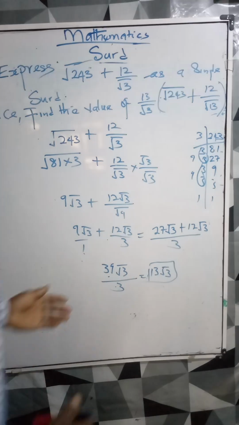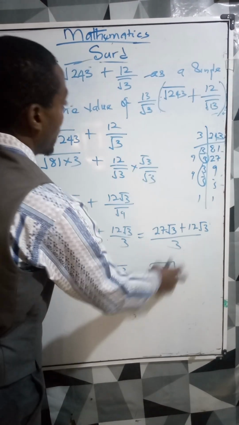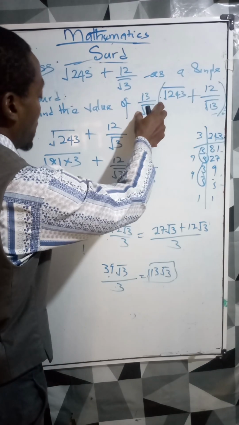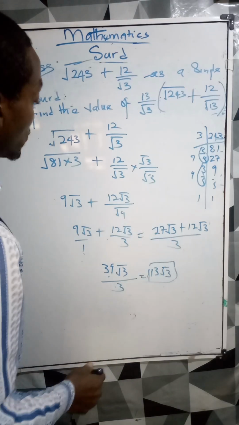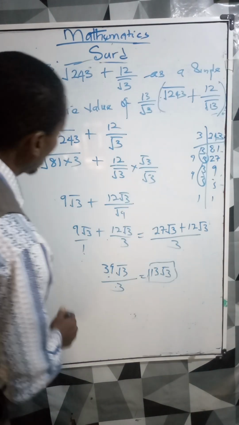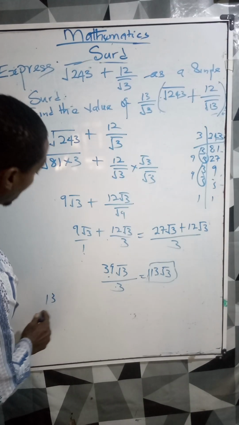So this is not our final answer. We've gotten everything inside this bracket, which is 13 root 3. So let's multiply it with the external one outside the bracket. What we do is we bring this one close, this one outside close. So what we have is our 13 root 3.